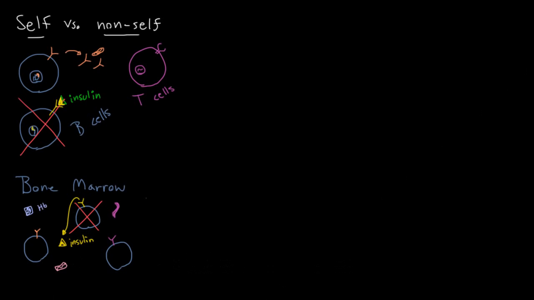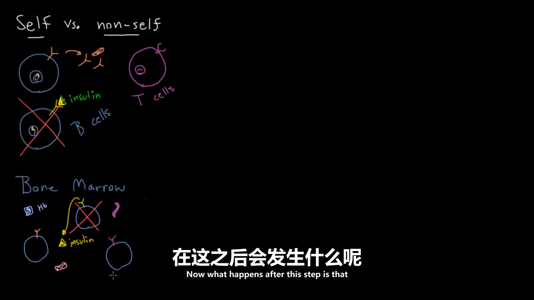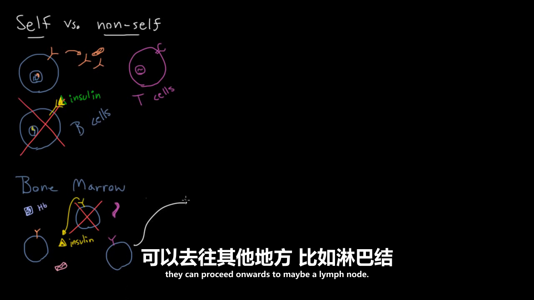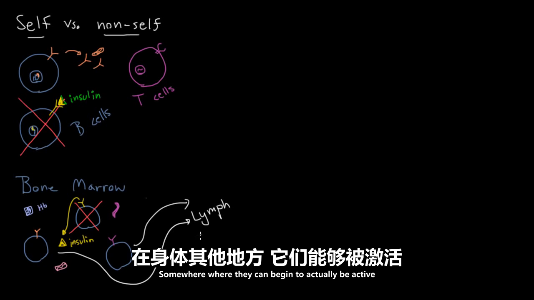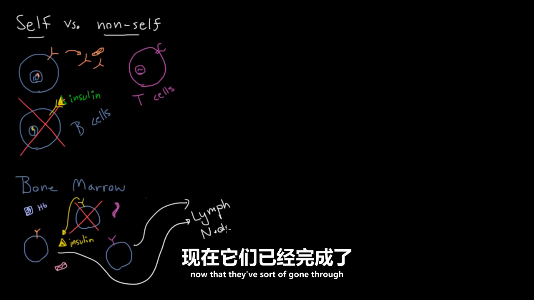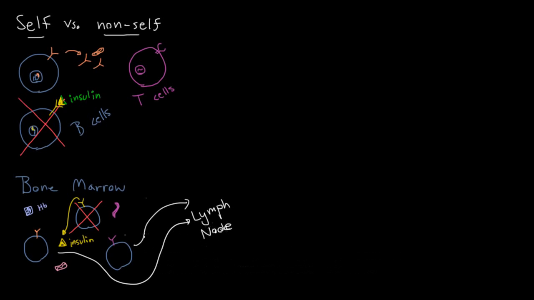They'll be present there so that you can make sure that you weed out all the B cells that react to self. Now what happens after this step is that these guys who have been vetted can proceed onwards to maybe a lymph node, somewhere where they can begin to actually be active now that they've gone through basic training here in the bone marrow.